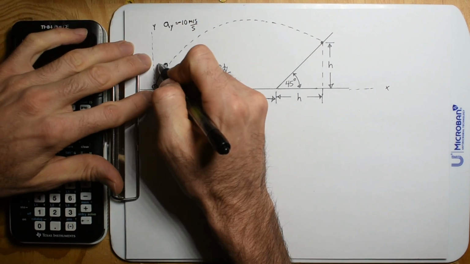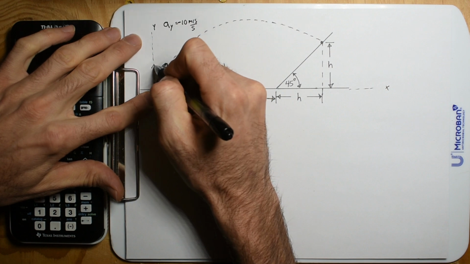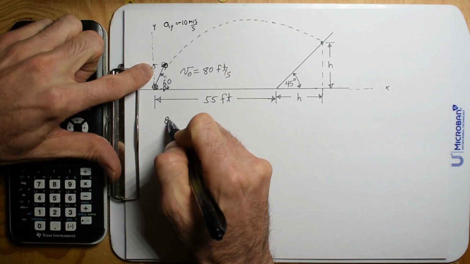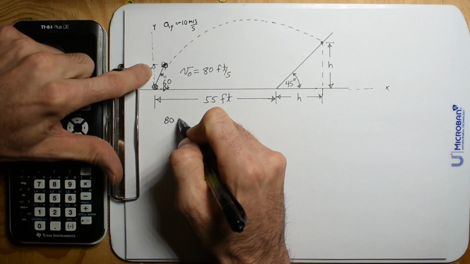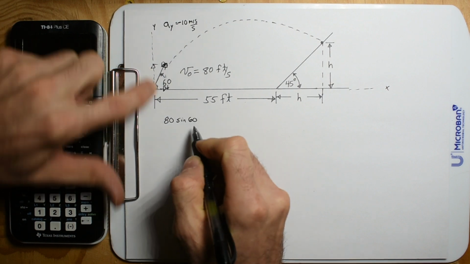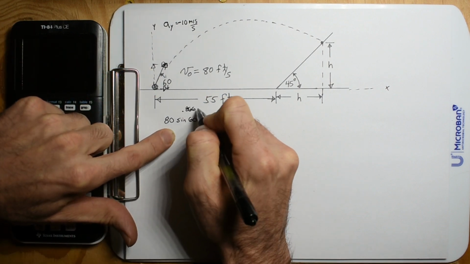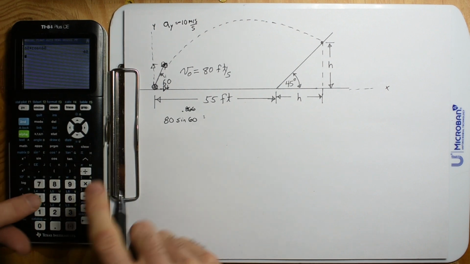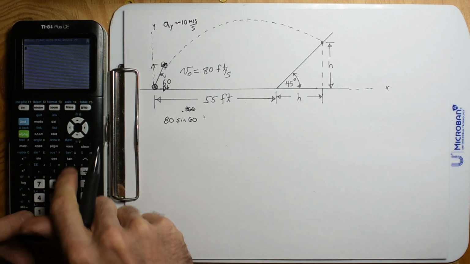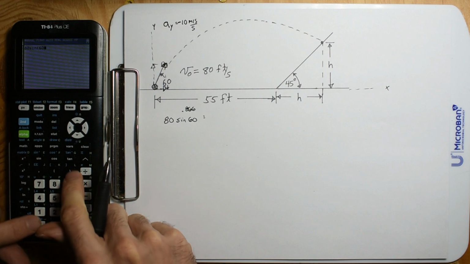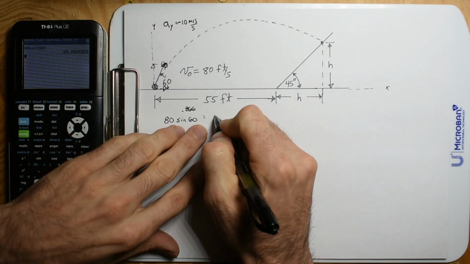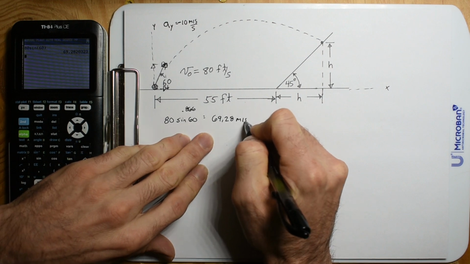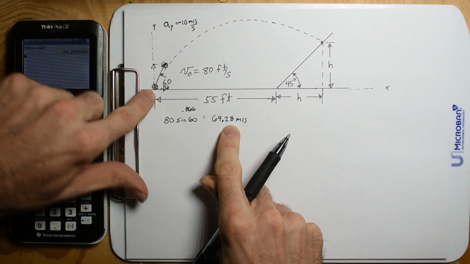So we do have some vertical component of the velocity, and that is going to be 80 sine 60. Sine 60 is 0.866, so this is 80 times sine 60. This is going to be 69.28 meters per second. Cool.